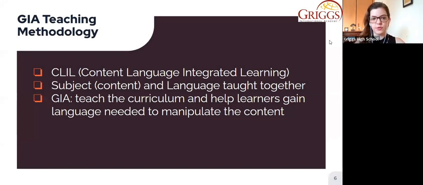Is everybody familiarized with the concept of CLIL? Or have you ever worked with CLIL even outside of the high school context? Not sure. So CLIL means content language integrated learning, which means that the subject or the content and the language are taught together. And at GIA, we teach the curriculum, and at the same time, we help learners gain the language they need to manipulate the content.